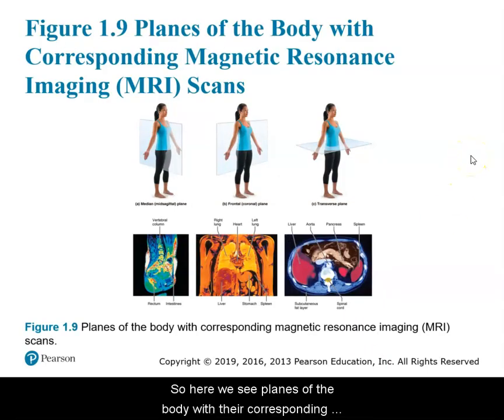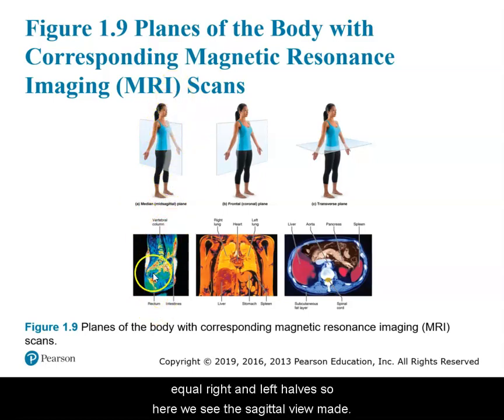So here we see planes of the body with their corresponding MRI, or magnetic resonance imaging scan. MRI is basically just a fancy imaging study that we use to look at the internal environment of the body and the inside organs of the body. In this first example, we have the cut made in the median or mid-sagittal plane, dividing the body into equal right and left halves.